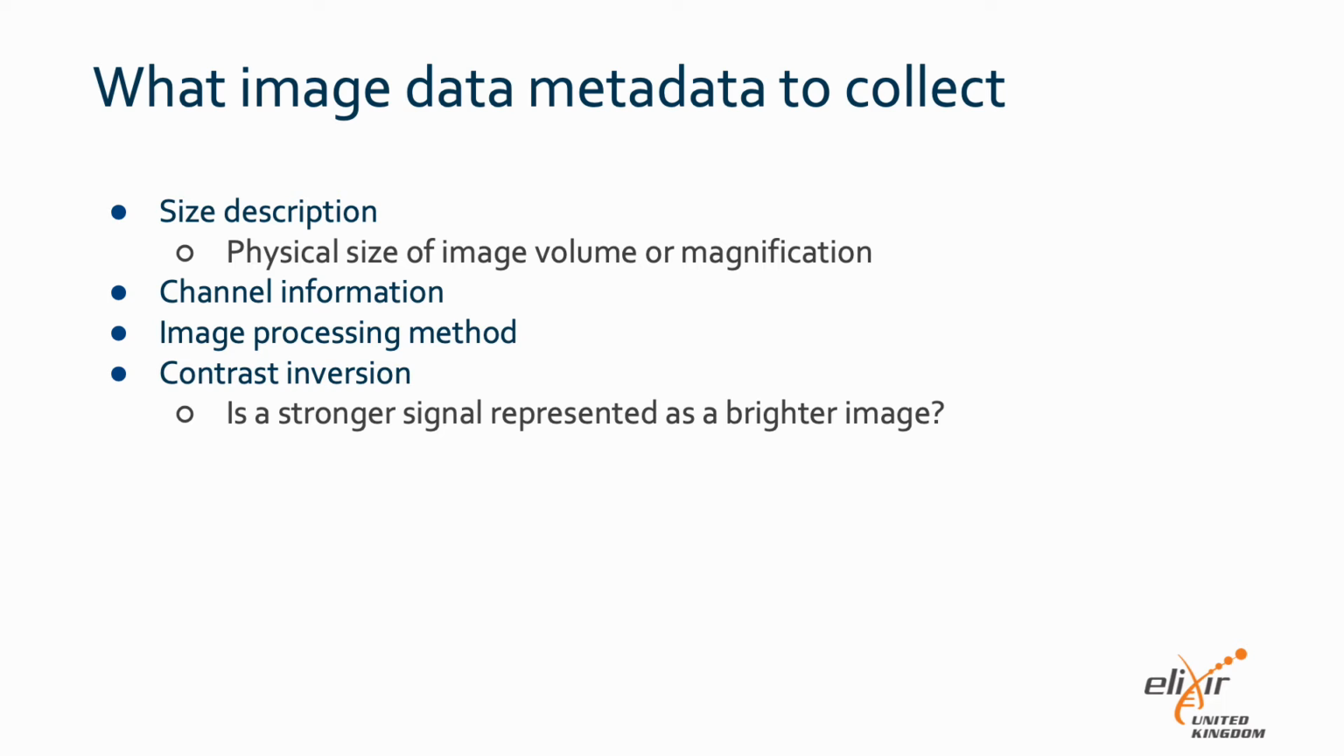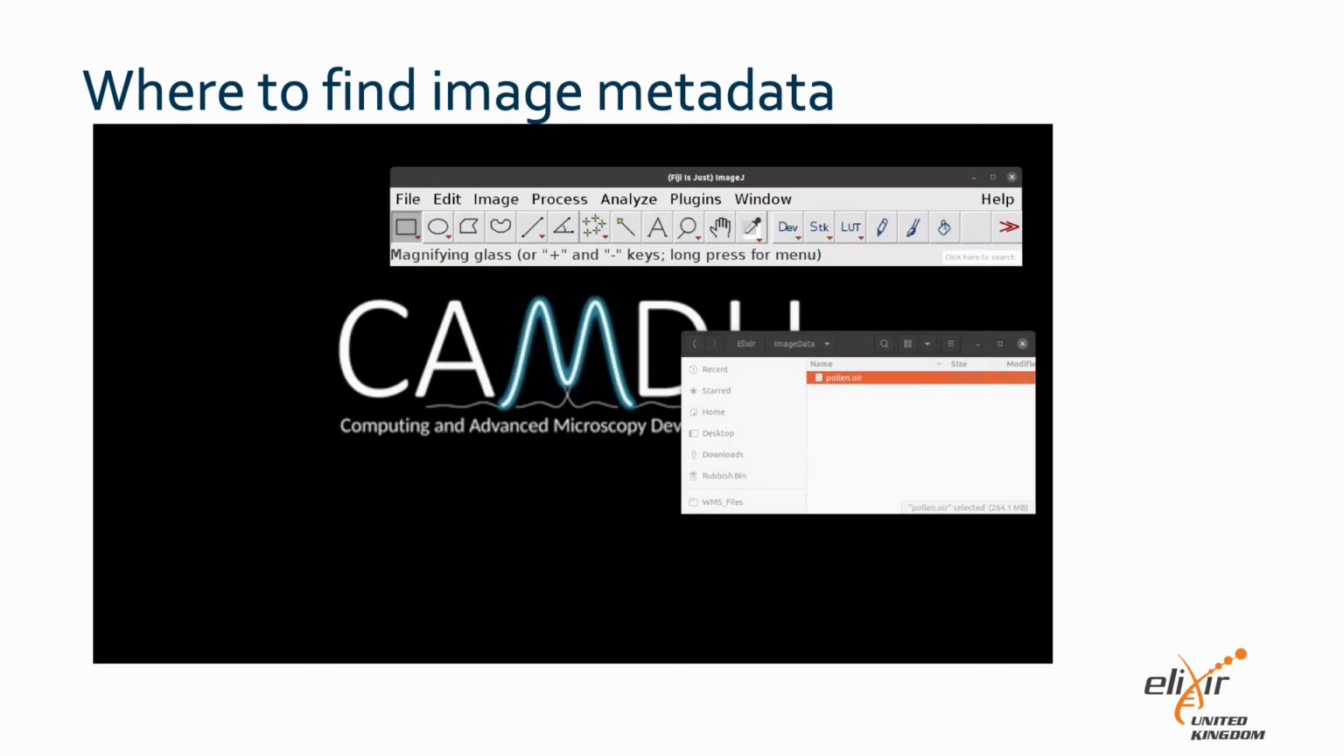Finally, say if you have used contrast inversion. Do the bright features in the image correspond to areas of high signal, or is it the other way around? Before you start compiling the image data metadata, check two things. 1. Does the image data have an associated metadata file? If it does, you may not need to manually record this information.